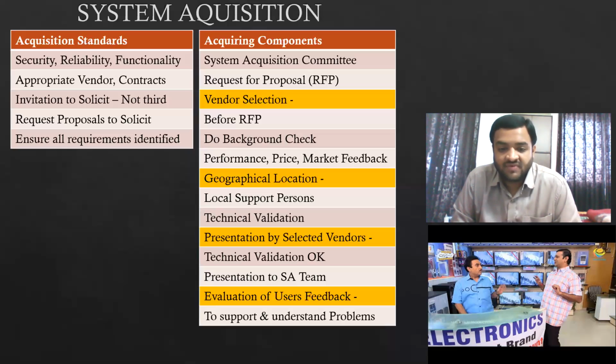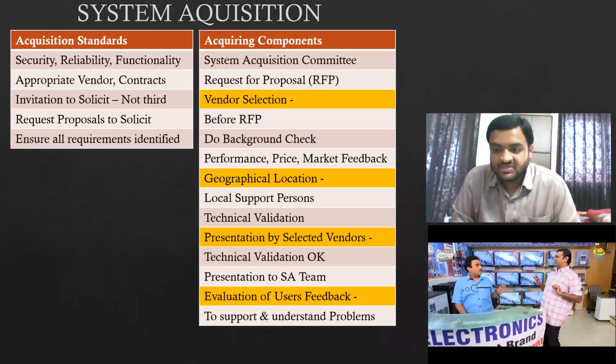Then presentation by selected vendors. We will organize a meeting for the vendors, any vendor. We will see whether they have prepared a presentation or not. In the presentation, they will tell whether all the requirements, security, reliability, functionality have been satisfied or not. As per that, we will also test it then and there. If and only if the technical validation is okay, we will present the same to the system acquisition committee. If it is not okay, we will never bother the system acquisition committee.